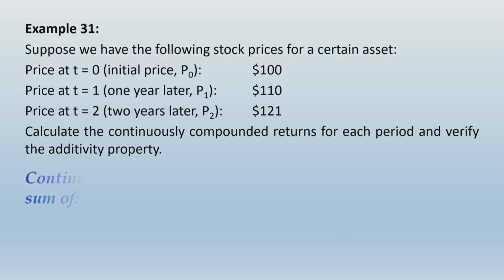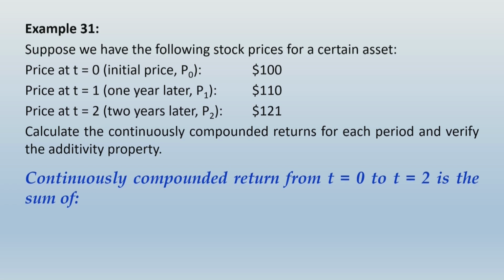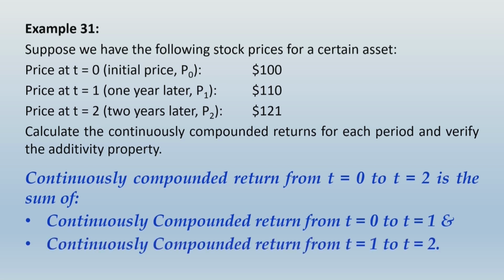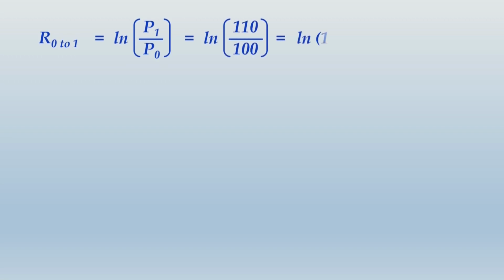First of all, we write continuously compounded return from t equal to 0 to t equal to 2 is the sum of continuously compounded return from t equal to 0 to t equal to 1 and continuously compounded return from t equal to 1 to t equal to 2. Let us move ahead and continue further. R0 to 1, that is return from year 0 to year 1, will be ln of P1 by P0, that is ln of 110 by 100, that is ln of the factor 1.1, and that will give you 0.0953.